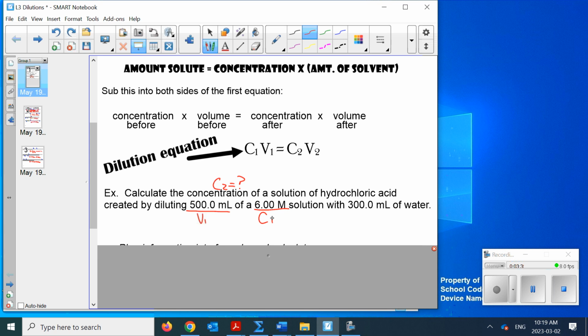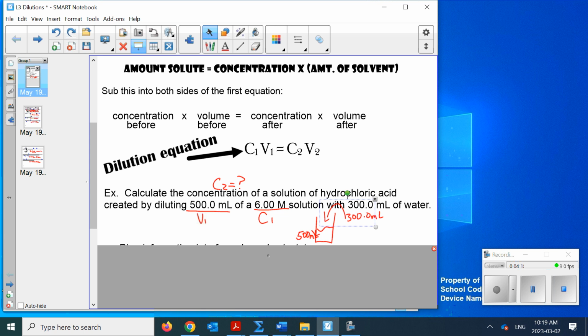Let's think this through. I have 500 mL. I'm not putting the decimal in there. That's supposed to be mL. Pour in 300 mL. What's the second volume then? 800. Okay. Because I said I diluted 500 mL with 300.